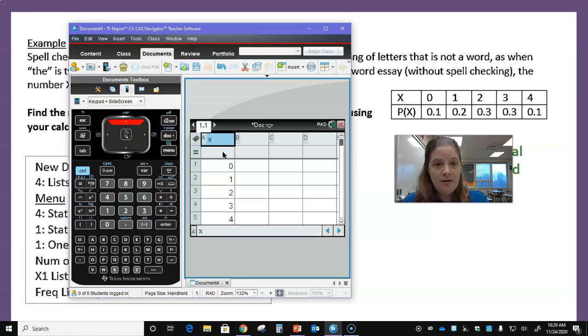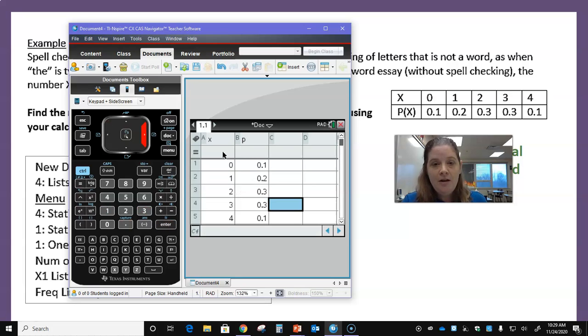I'm going to go P for probability. Remember, you have to label these so you can grab them later. 0.1, 0.2, 0.3, 0.3, and 0.1. Okay, so I've got my values here. I like to arrow over so I'm not in one of those values.